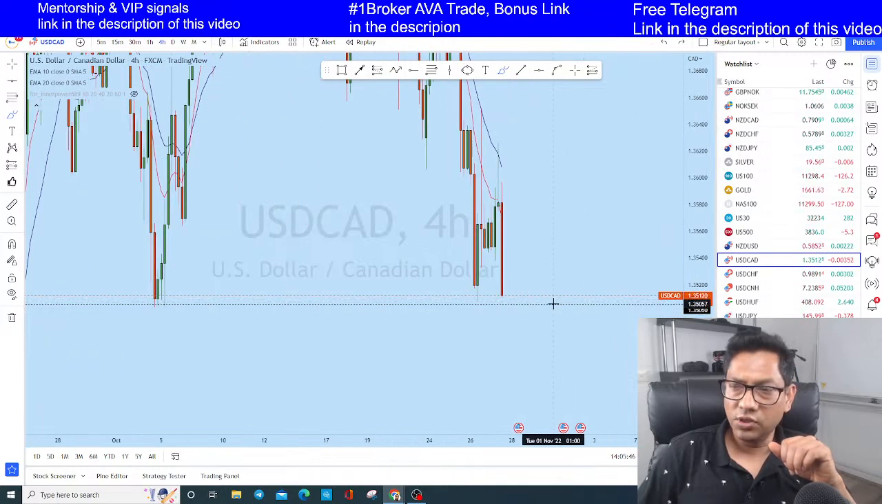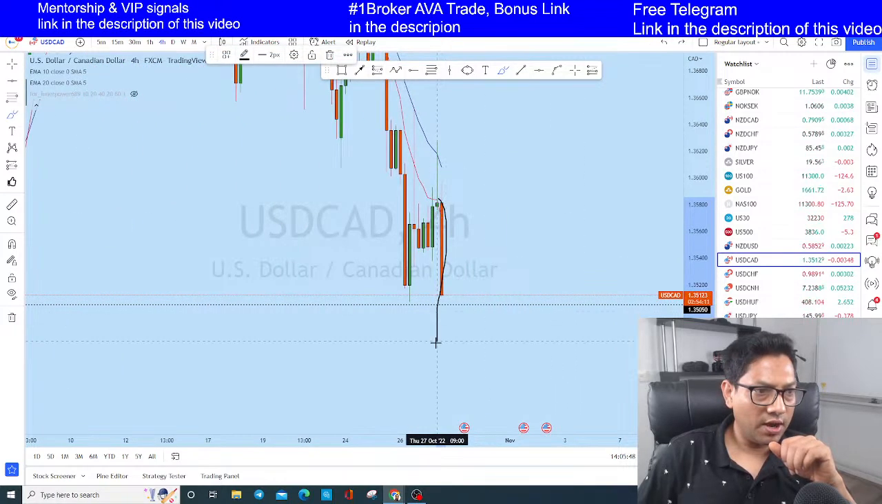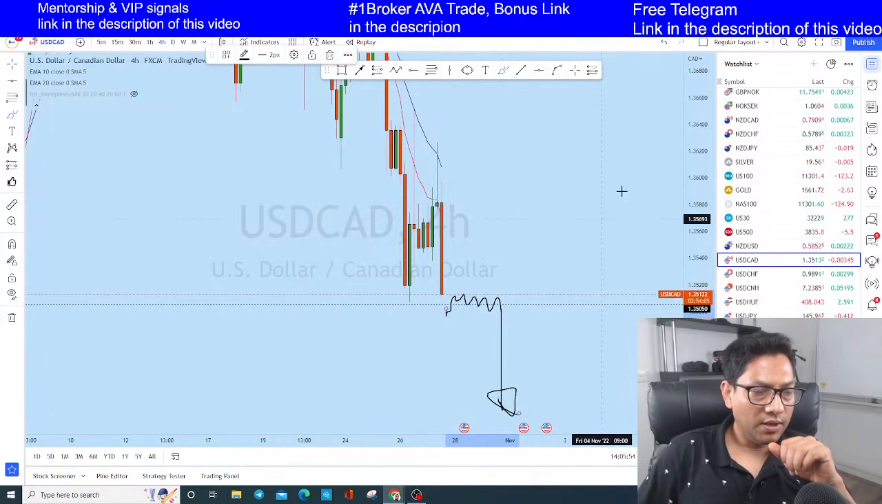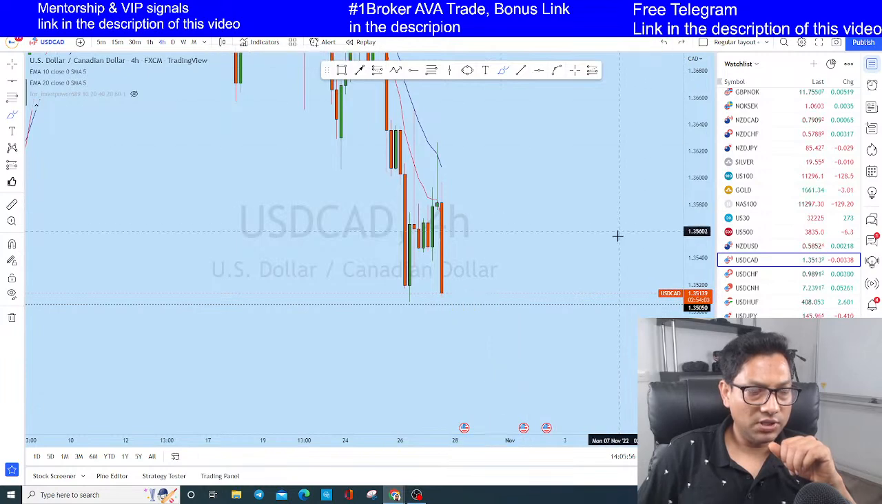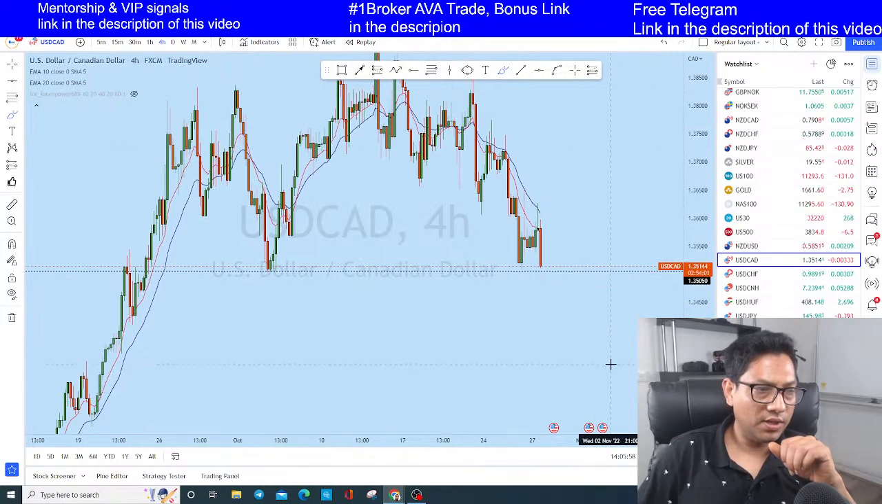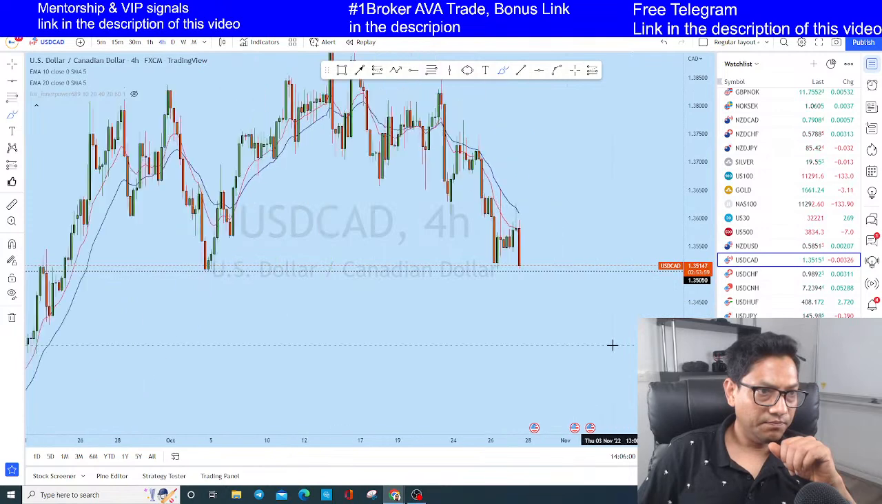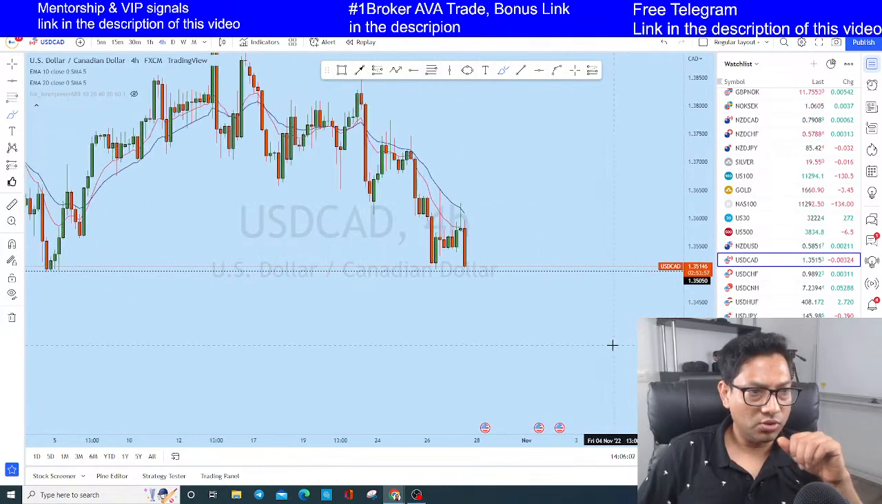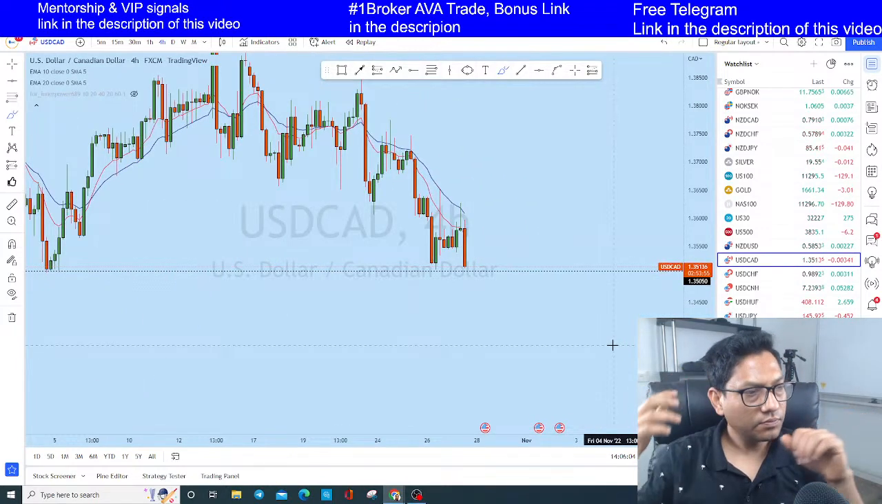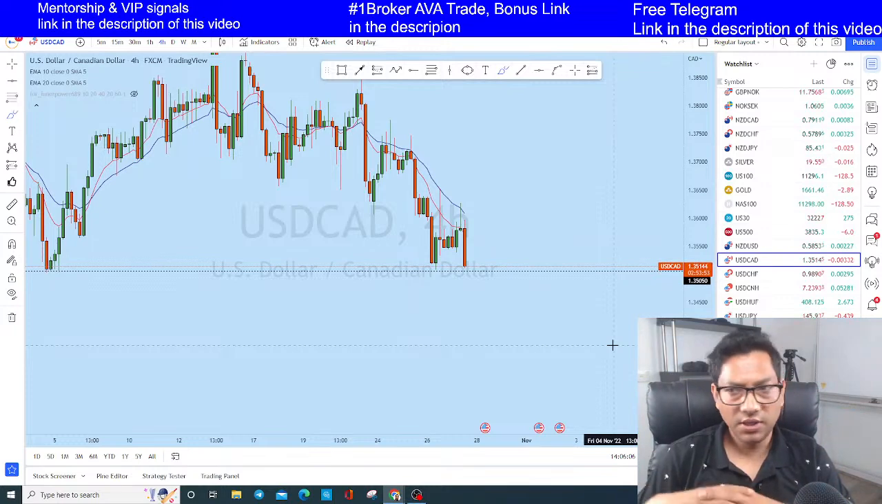On the other hand, if we see that USDCAD has broken down, closed below, tested a couple of times, and created a series of lower highs, then I'll say that USDCAD has broken the support. We might see a movement to the downside. So let's see what happened. The price action is bearish, and we'll see how it is moving, okay guys.